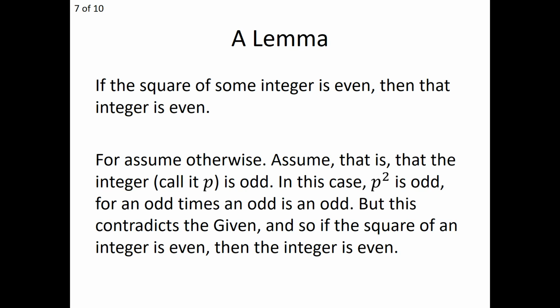So let's prove this lemma real quick. It's very easy to prove. Let's assume that the integer p is not even, which means p is odd. If p is odd, that means p squared is odd because an odd times an odd is an odd. Well, we can't have p squared as odd because we were given that p squared is even, and that's a contradiction. Which means we toss out our assumption, and what we're left with is our conclusion that the integer p has to be an even integer. So if we're given that p squared is even, then the integer p is also even, and we'll see how that applies in our proof of Pythagoras' theorem.